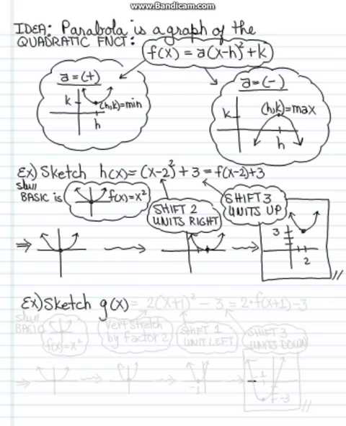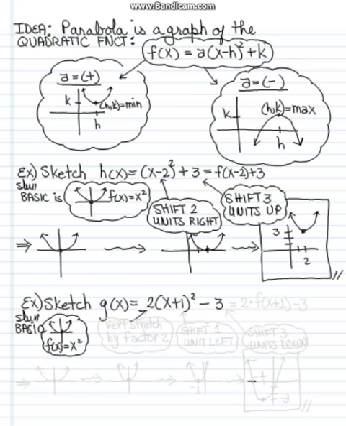Now we'll sketch a different variation. We'll call it g of x. It's equal to 2 times (x plus 1) squared minus 3. All right, now the basic graph is f of x equals x squared, so it's a happy face parabola with the vertex at the origin 0, 0.